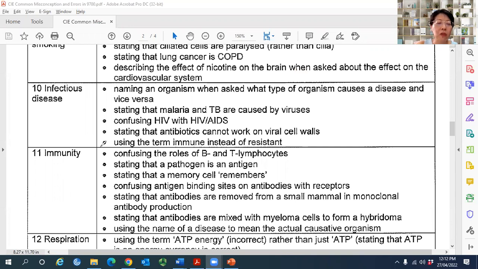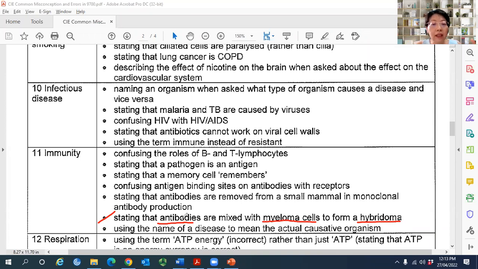Okay, so now you know how to score full marks, right? Don't interchange the words. What you learn in your syllabus, use back the same word, okay? Stating that antibodies are mixed with myeloma cells to form hybrid. I actually saw this kind of answer. In your AS trial, you got this question, right? Antibodies are mixed with myeloma cells. No, how to produce what? Hybridoma cells. You have to fuse 2 cells together, right?